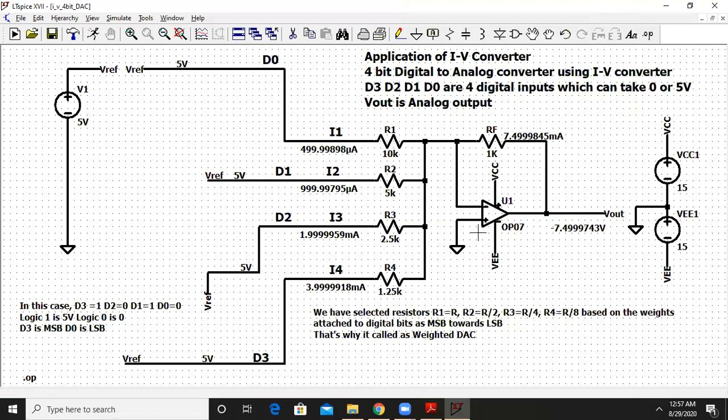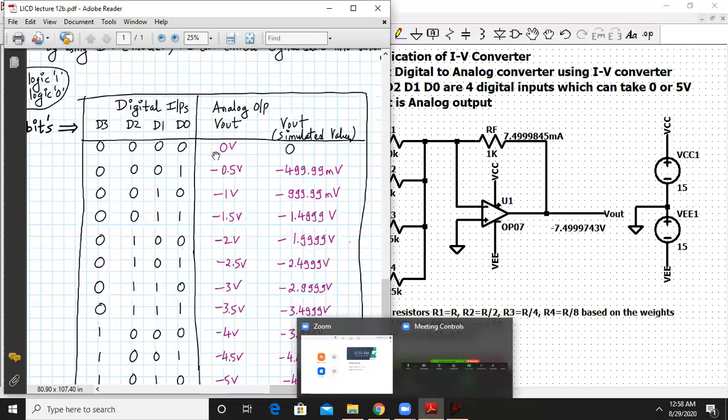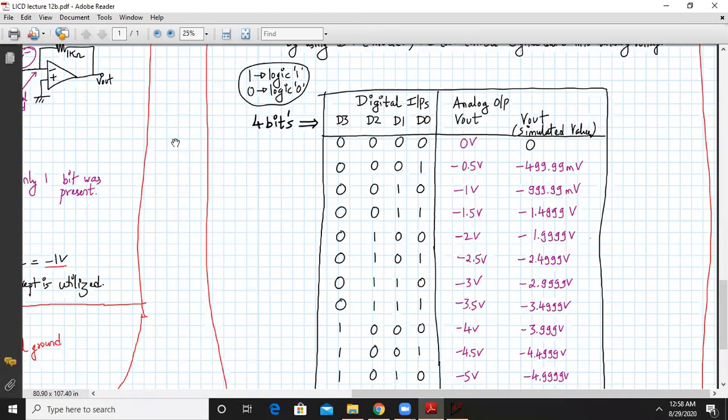Why are we doing this? Because it is possible since the V minus terminal is virtually grounded. So that's how we can do this. Similarly, I2 will be 5 volts divided by 5k, that will be 1 milliampere. I3 will be 5 divided by 2.5k, that will be 2 milliamperes. And I4 will be 5 divided by 1.25 kilo ohms, that will be 4 milliamperes. So this is the way the 4-bit digital to analog converter using an I2V converter works. That's a very wonderful application of current to voltage converters, which is very, very useful.